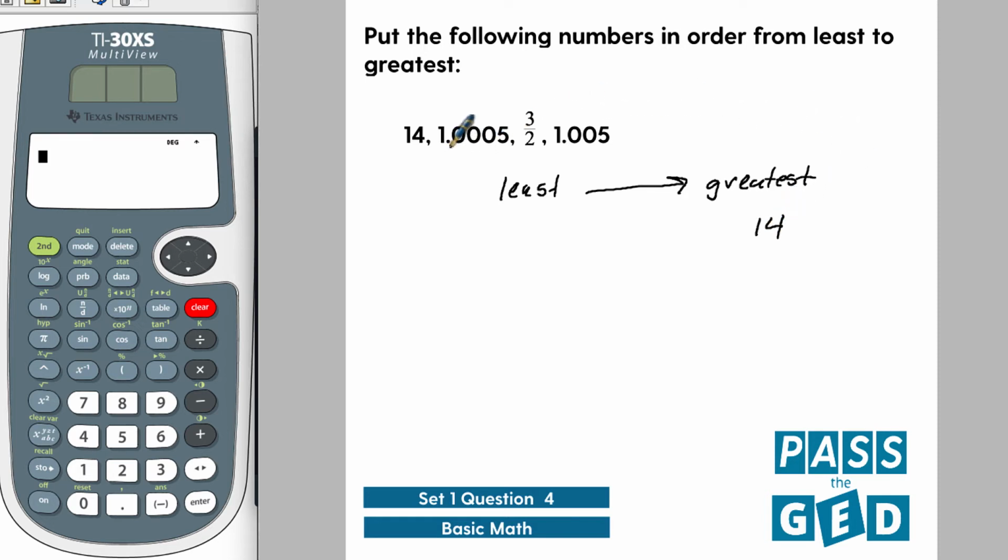Then we've got a 1 and a bunch of decimals and a 1 and a bunch of decimals, and then this 3 over 2. Let's figure out where this 3 over 2 is going to fit. So let's convert 3 over 2 into a decimal.